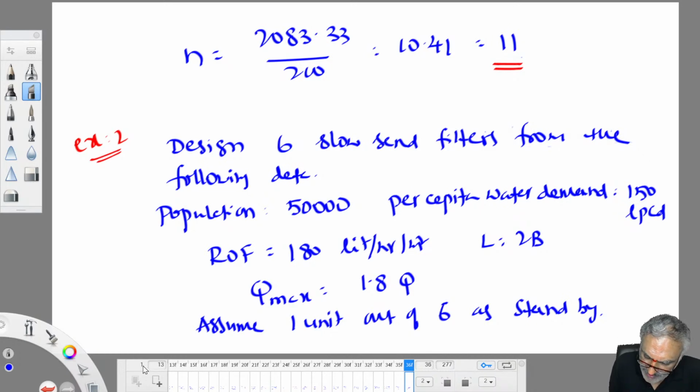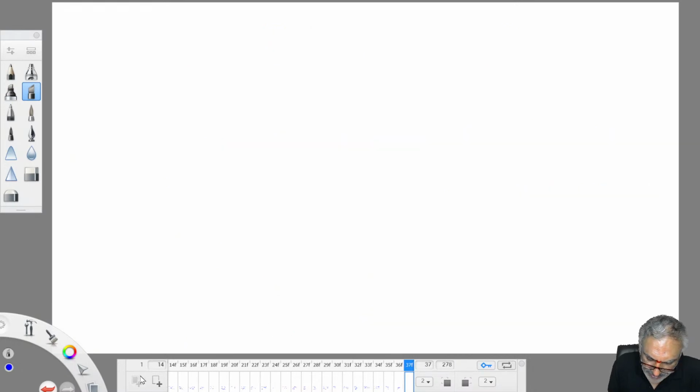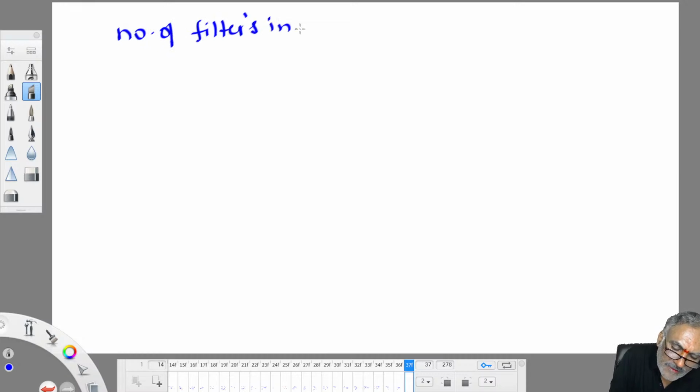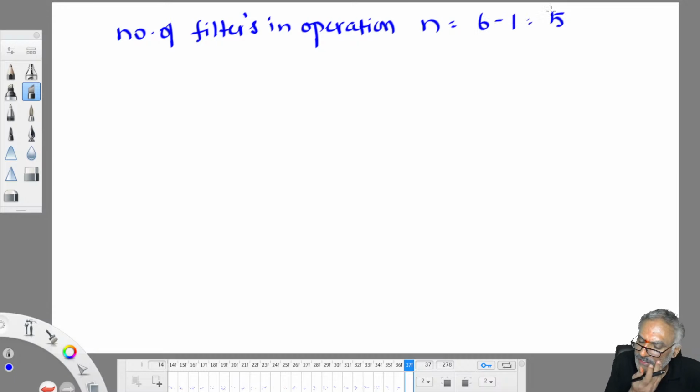Okay? So how many you have to design? Only 5. How many required? 6 required, but 1 is kept as a standby. So number of filters in operation is equal to that only you have to take into account. So number of filters provided minus number of standby units, that is 5.